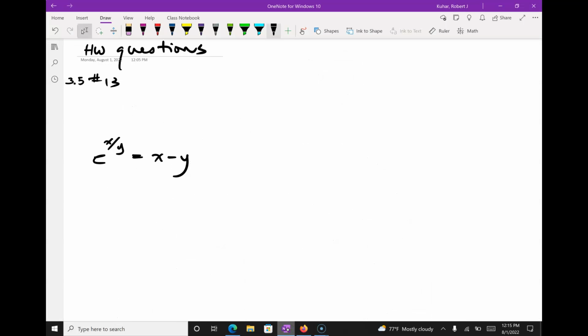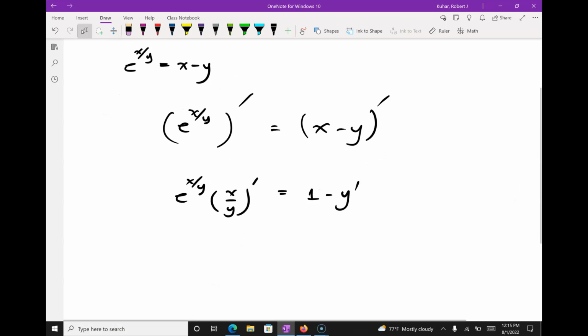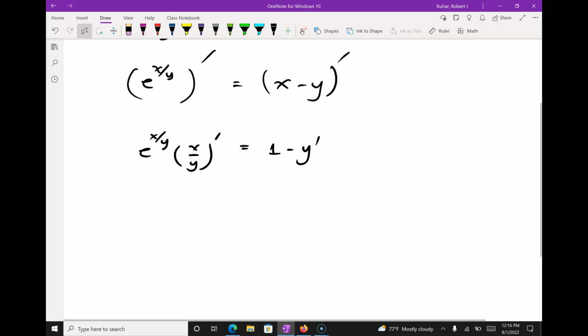So I'm doing a derivative of both sides, right? I think the easiest way for me to write that is to say prime on the left and prime on the right. Okay? On the left-hand side, I need a chain rule. So that's e to the x over y times the derivative of x over y. And on the right side, it's simple. It's 1 minus y prime. Everyone okay with that? Everyone okay there? So all I have to do is that one little piece with the prime on it with the quotient rule and implicit.